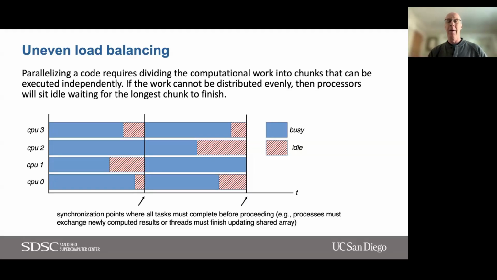So let's take a case where we have these chunks of work that we're going to assign to processors 0, 1, 2, and 3. And let's say that after we assign the work, we can't proceed until everybody finishes their first task. You're going to see that if we have uneven load balancing, we're going to have a lot of times when the processes are idle, waiting for the longest running process to finish.